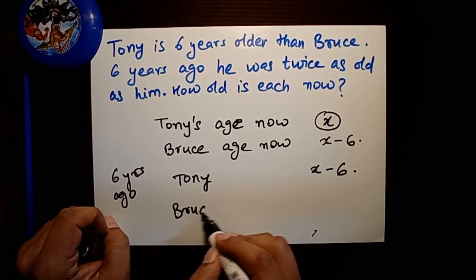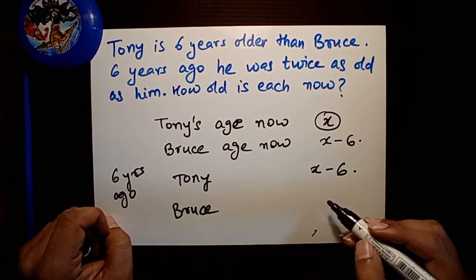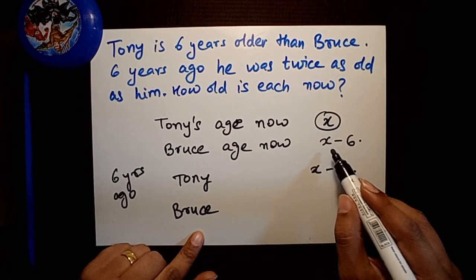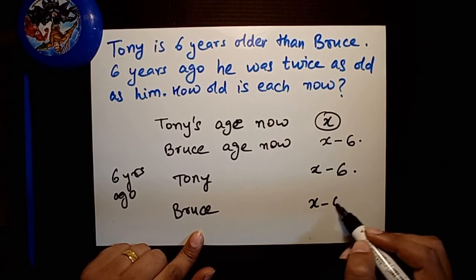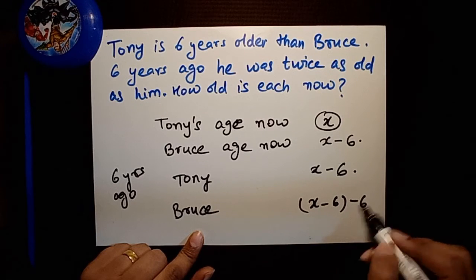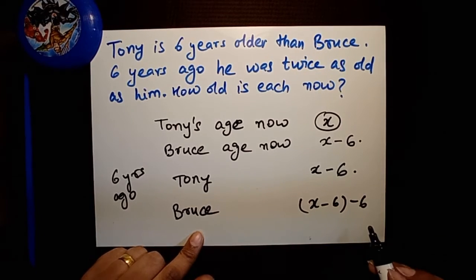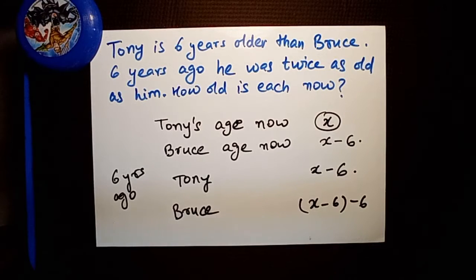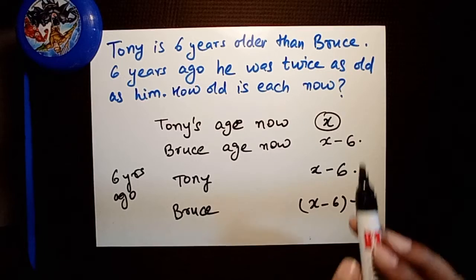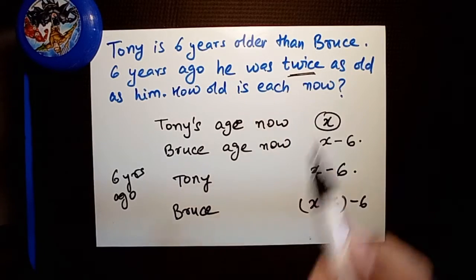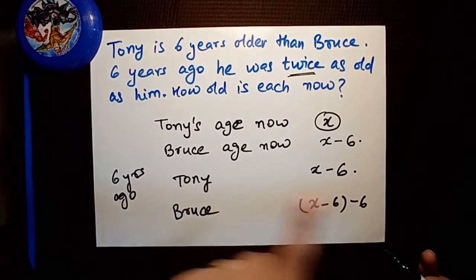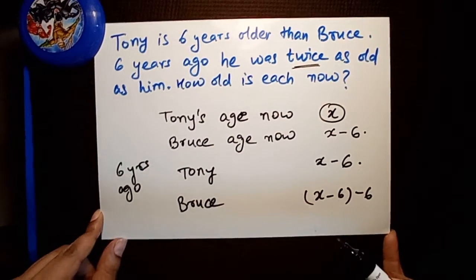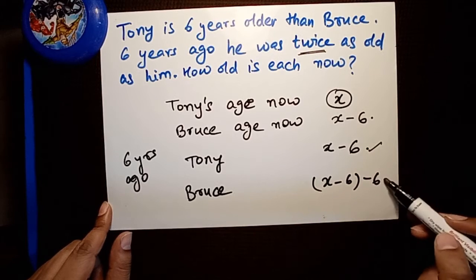The age of Bruce 6 years ago is, this is the current age of Bruce, so X minus 6 minus 6. Okay, everything is now on the page. Did we capture everything? No. What did we not capture? This part: 6 years ago, Tony was twice as old as Bruce. 6 years ago, Tony is this, Bruce is this.